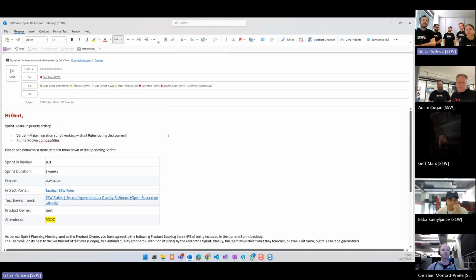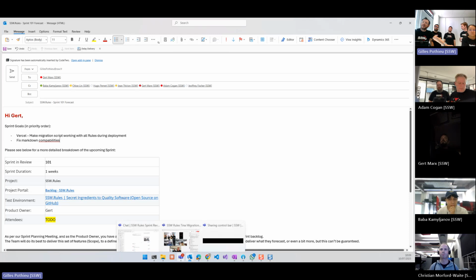Can we just update the fixed markdown compatibilities? Because I wasn't there when you explained it, and I have no idea what it means. What's the topic? The topic is we still have 4 items in the backlog, 4 PBIs about some markdown compatibilities and shortcode tags. It was, let me show you.